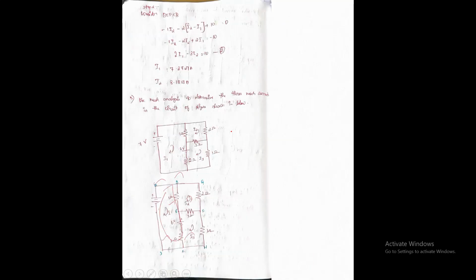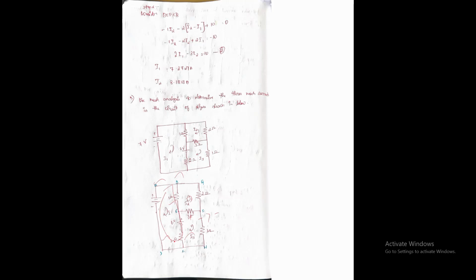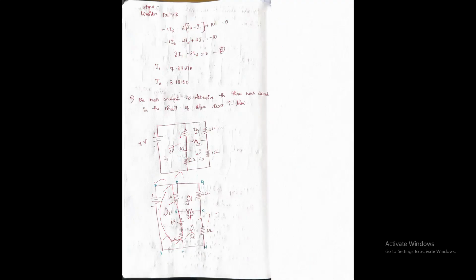Then the 6 volt source, from plus to minus, means the sign is minus, so minus 6. Then the 2 ohm resistor is a combination of I1 current and I3 current, so 2 into (I1 minus I3). Next the 7 volt source carries from minus to plus, so automatically the sign is plus. After simplifying, equation 1 says minus 3 I1 plus I2 plus 2 I3 equals minus 1. This is equation number 1.